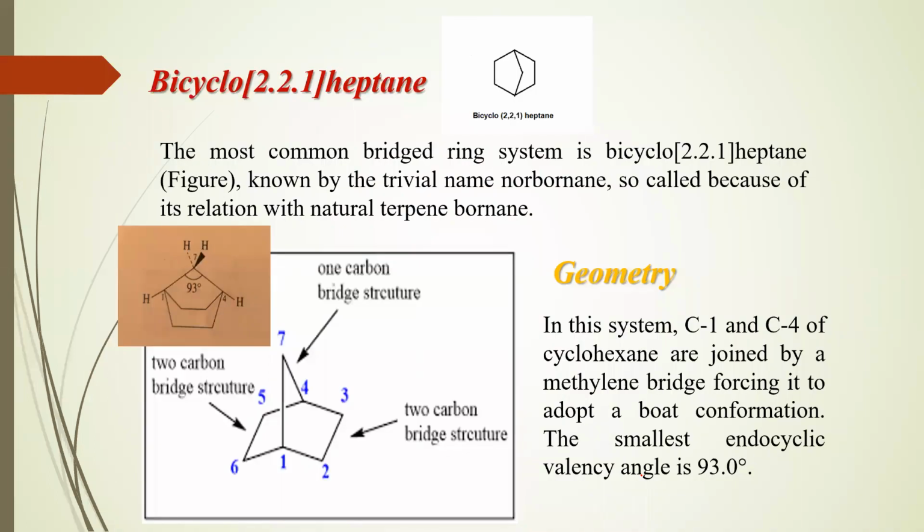Next, the bicyclo 2,2,1 heptane. The detailed conformation of bicyclo 2,2,1 heptane. The most common bridged ring system is bicyclo 2,2,1 heptane. It has a trivial name, norbornane, also called so because of its relation with the nature of terpene borneol.